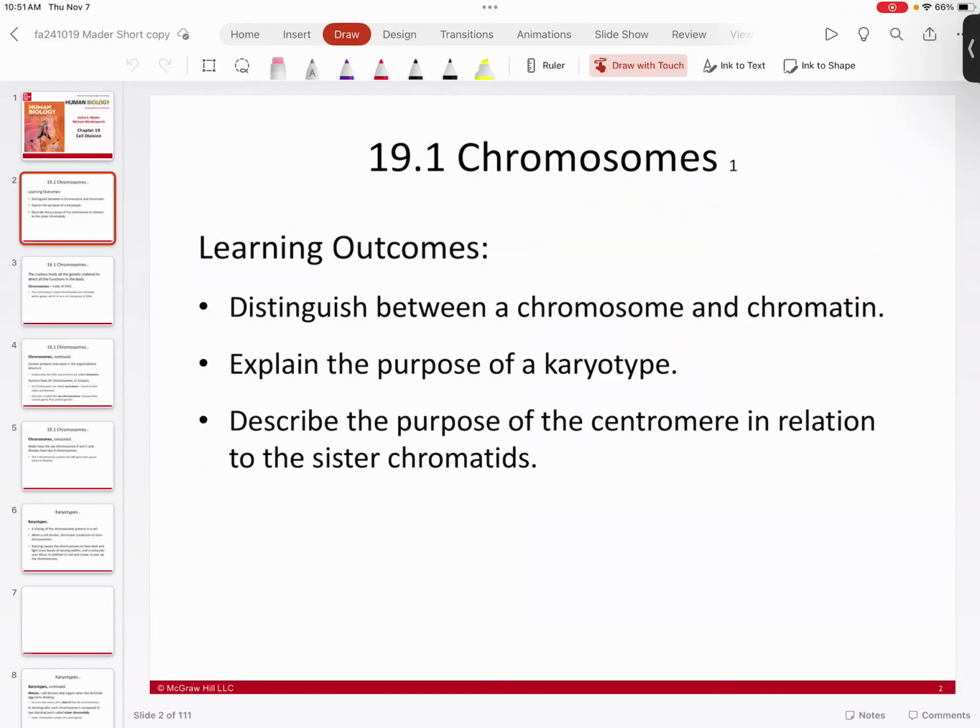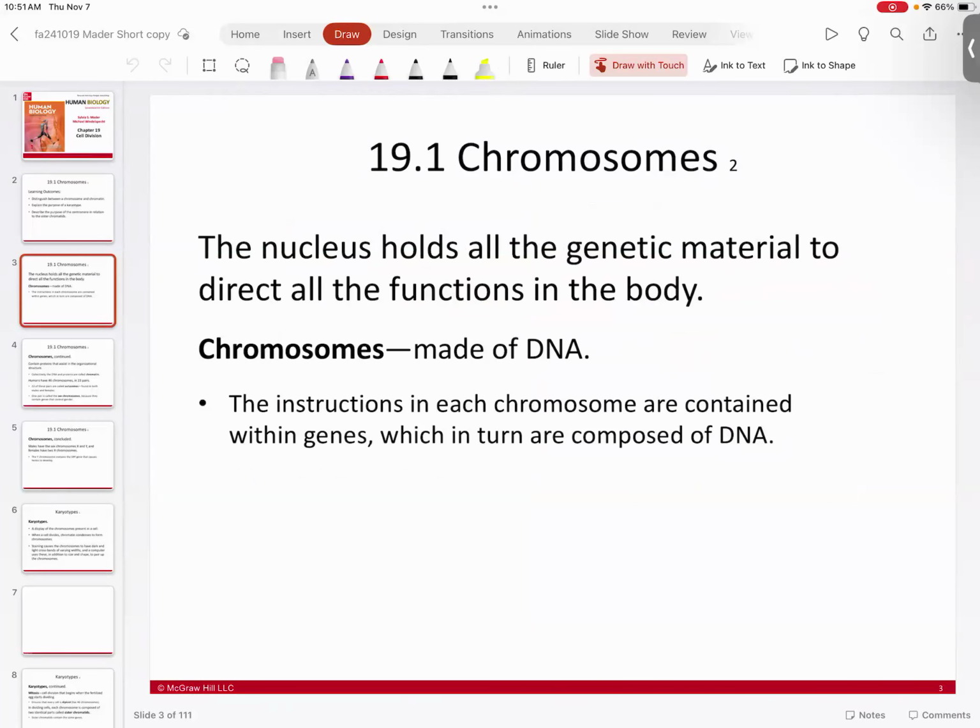So first of all, we're going to take a look at what we're actually separating in terms of cell division, so our chromosomes. And so the chromosomes are going to be found in the nucleus. This is where our DNA is going to be found, and our DNA is going to be bundled up and structured into structures called chromosomes. And this is going to give us the instructions to pretty much do anything and everything that's necessary in your body.